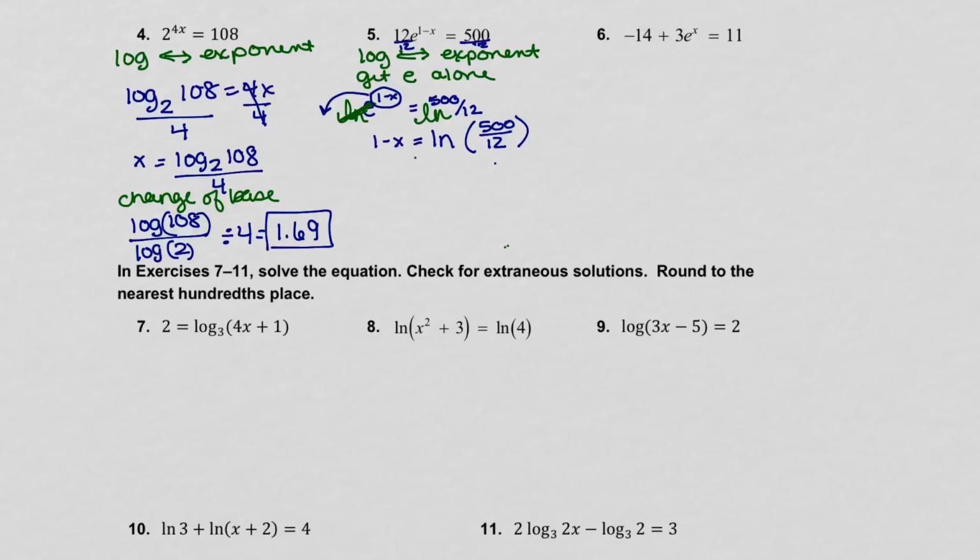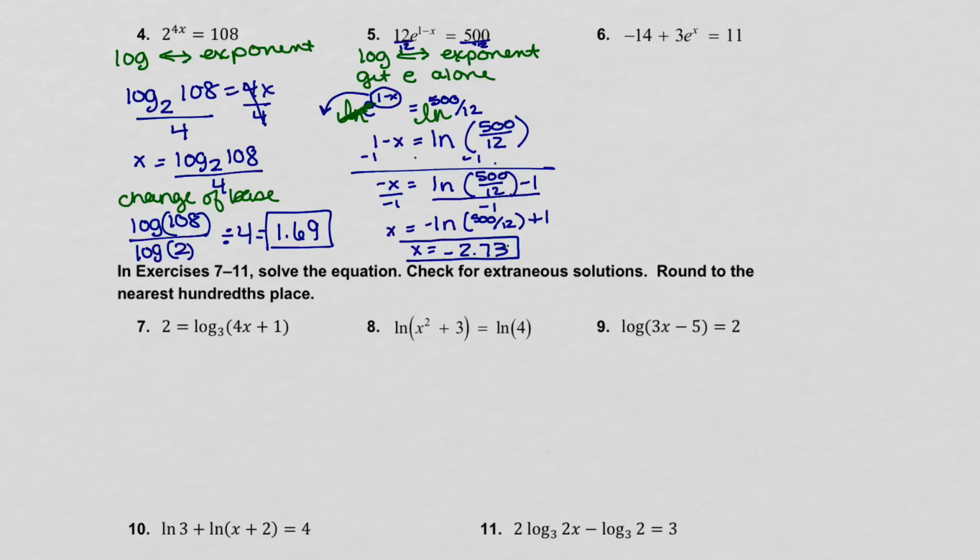It's almost alone. So what I'm going to do is subtract the 1 from both sides. And then finally, I need to get rid of that negative 1, so I'm going to divide by negative 1 on both sides. That effectively changes the sign of each of these terms. So it'll now be a negative natural log of 500 over 12 plus 1. That can all be put inside of a calculator and get a result that I'm going to go ahead and round, and should be negative 2.73.